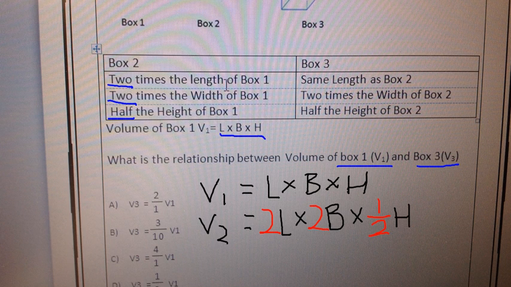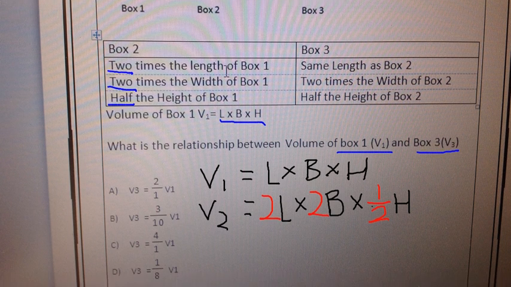So now we have V2. We need V2 in order to find V3 or box 3. And why is that so? Because, as you can see in this box, box 3 requires box 2. So we need to know box 2. Alright? Now, let's go ahead and find what is box 3.